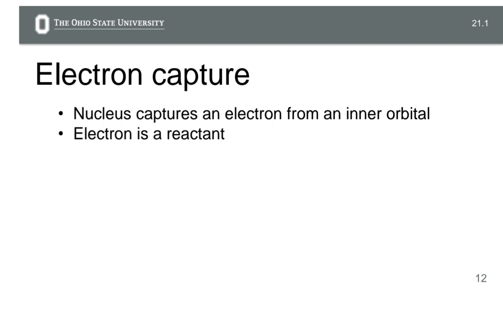Electron capture is the next one I want to talk about. This is going to involve the decay of an unstable nucleus. Essentially what's going to happen is we're going to have a nucleus of an atom that is not stable. We're going to have an electron from an inner orbital that's going to enter and convert a proton to a neutron. So essentially, we're going to take a proton in the nucleus and change it to a neutron.